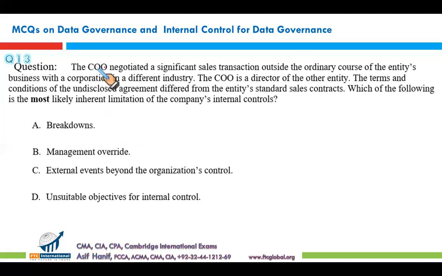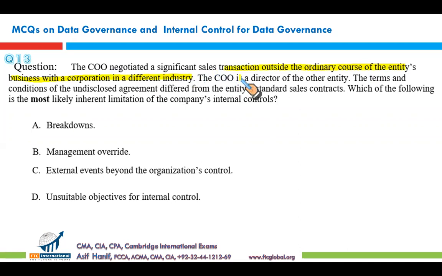Okay, the Chief Operating Officer, COO, negotiated a significant sales transaction outside the ordinary course of the entity's business with a corporation in a different industry. This is something questionable. He arranged a transaction outside the ordinary course of the entity's business with a corporation in a different industry, something that is not usual.